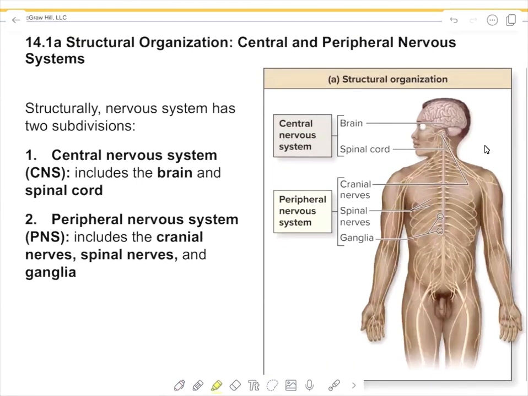So our first subdivision is the central nervous system, which is abbreviated as CNS, and it includes the brain as well as the spinal cord. So you might say it's the central processing unit, what makes the decision on the input and then decides what the output is going to be. The second structural subdivision is the peripheral nervous system, abbreviated as PNS, and this includes cranial nerves, and there are 12 of them, spinal nerves, as well as ganglia. And we see those shown on the diagram on the right-hand side of your slide.